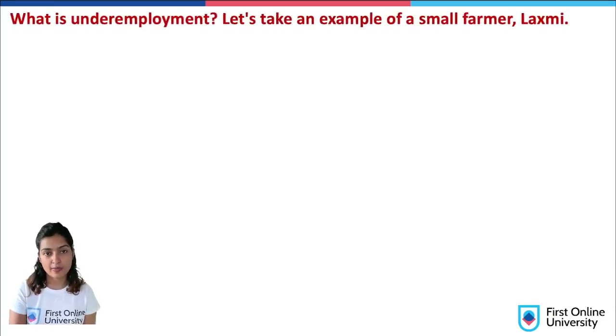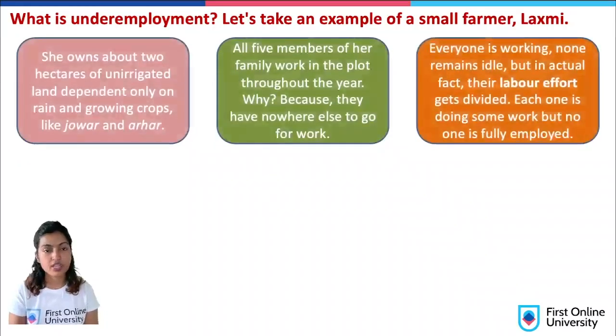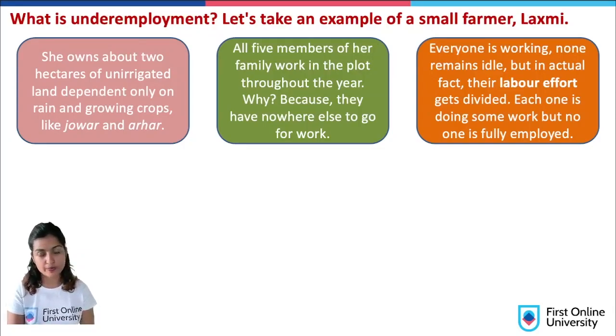What is underemployment? Let us explain this concept with an example of a small farmer called Lakshmi. Lakshmi owns about 2 hectares of unirrigated land dependent only on rain and growing crops like jowar and arhar. All 5 members of her family work in the same plot throughout the year. Why? Because they have nowhere else to go for work except agriculture.